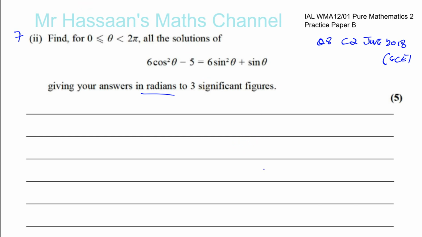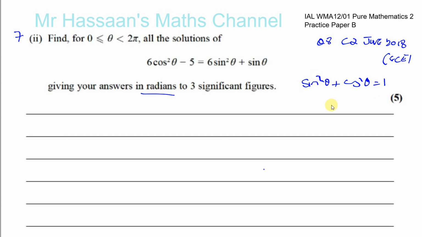Now I want to solve this equation. In order to solve an equation like this, where you've got a mixture between cosine squared, sine, you want to convert them into the same ratio. And when you've got squareds like this, you could remember that sine squared theta plus cosine squared theta is equal to 1. That's one of the identities that we should be very, very familiar with.